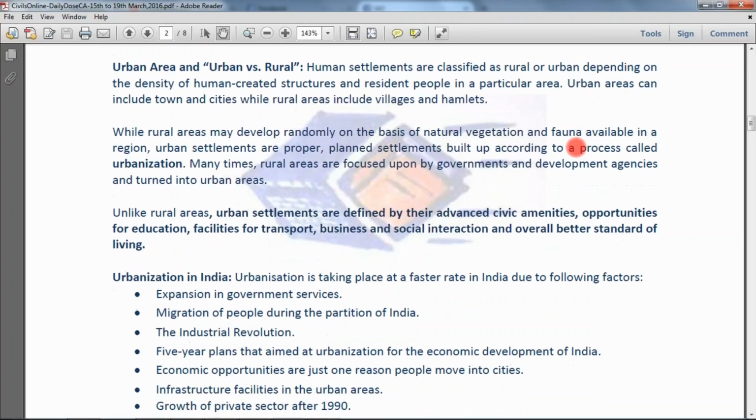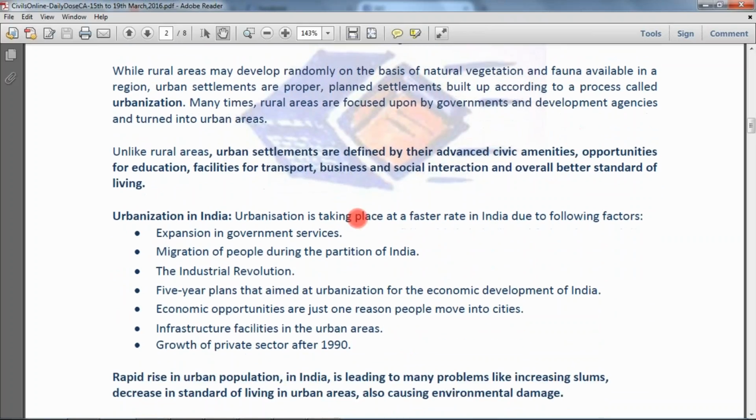Coming to urbanization in India, urbanization is taking place at a faster rate in India due to the following factors: expansion in government services, migration of people during the partition of India, the Industrial Revolution, and 5-year plans that aimed at urbanization for the economic development of India. Economic opportunities are one reason why people move into cities, along with infrastructure facilities available in urban areas, and growth of the private sector after the 1990s liberalization of the economy.